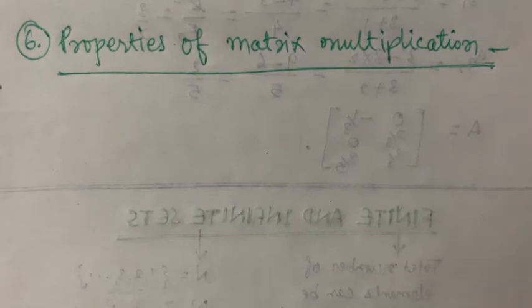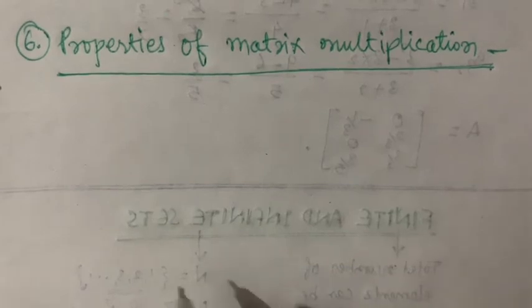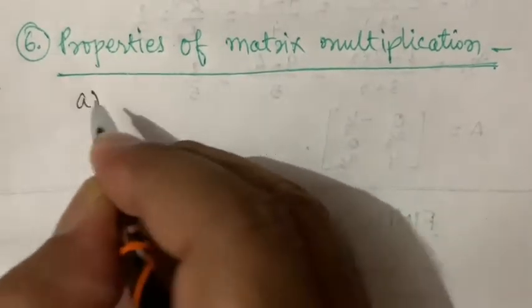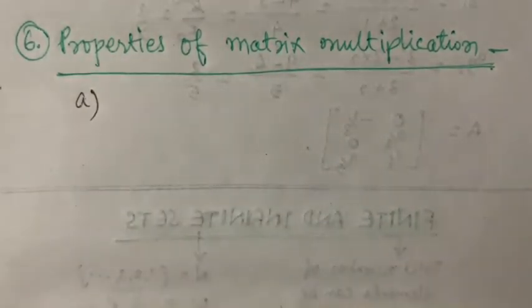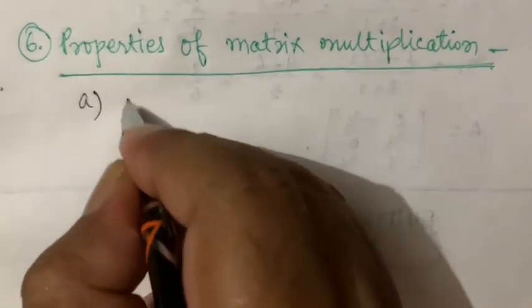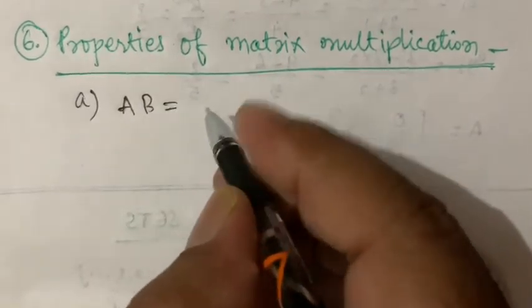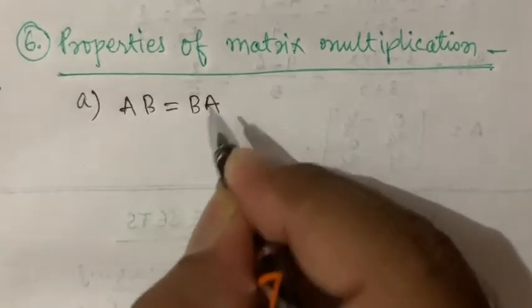Let us see properties of matrix multiplication. In this we will see those same things which we had seen for addition of two matrices. We will see whether they are commutative or not. Is AB equal to BA or not?